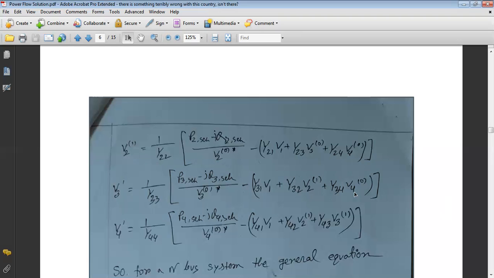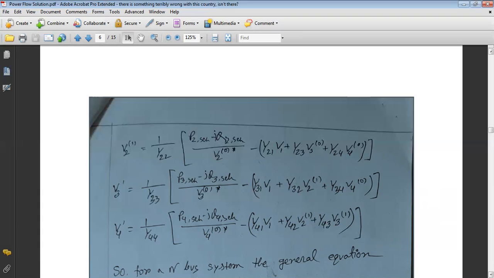It means that we don't know the value of V4, so we have to put here the assumption value of V4, that is 1 angle 0 degree. And whenever we calculate V4, V2 and V3 we already know because we have calculated them, but we don't know the V4 conjugate, so we have to put down this assumption value. So 0 means the assumption value, and this one is the iteration number. Now, after solving this equation, we will get the values of V2, V3, and V4.